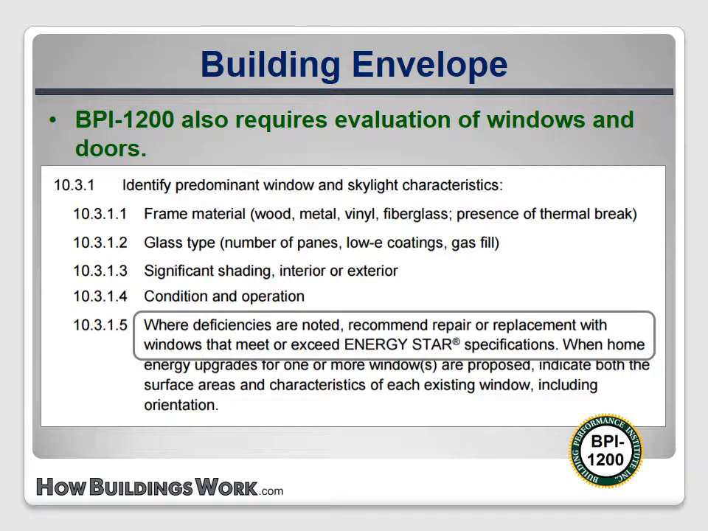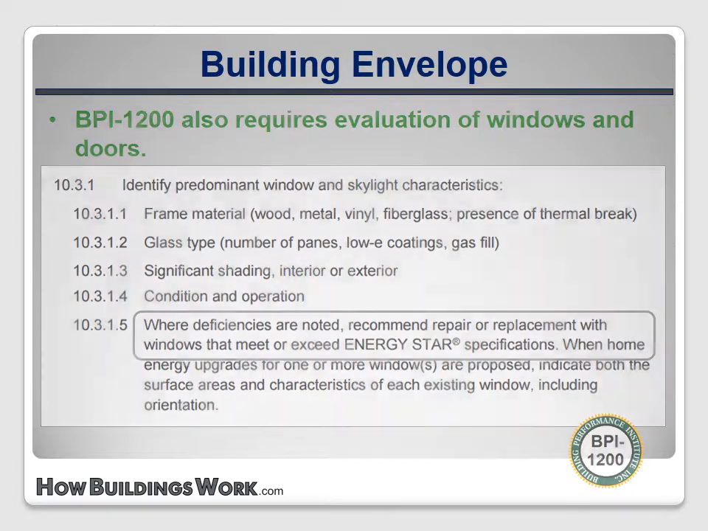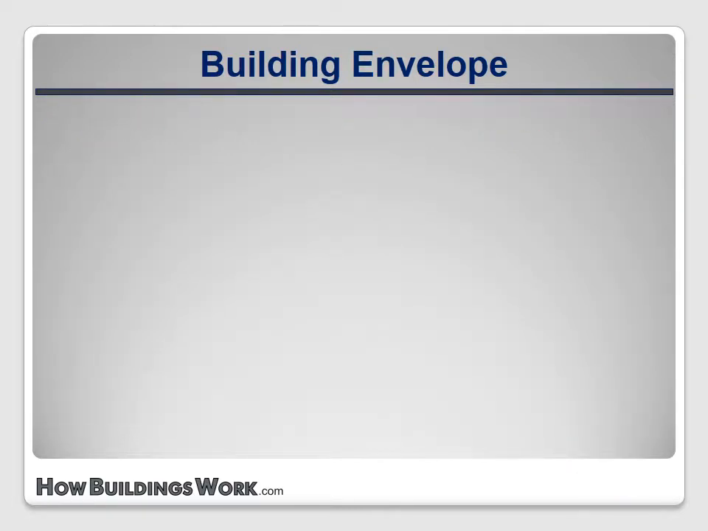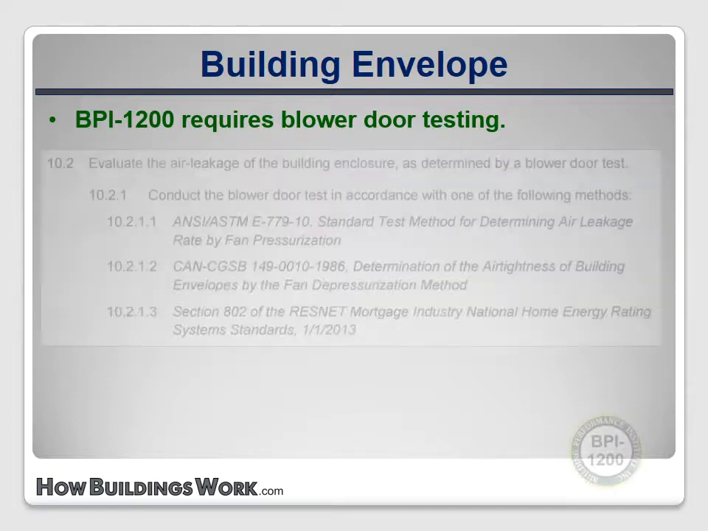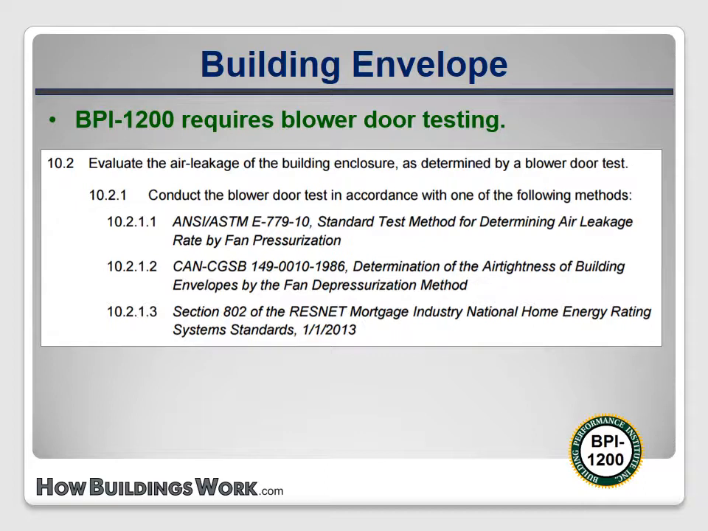The door section is laid out in a similar manner. In addition to the assembly-by-assembly inspections required for air leakage points, BPI 1200 requires that a blower door test be conducted. It doesn't detail the steps of that test. Instead, it references 3 other documented testing procedures. If you want to read through one of them, I'd suggest the one in the ResNet standards. It's written in plain English, as much as is possible for a technical document, and you can obtain that standard at no cost on the ResNet website.